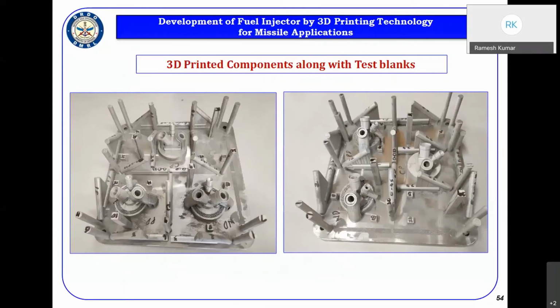And these are after cutting from the base plate. These are the topology optimized fuel injectors that we have got, and further activity on sample extraction, characterization, and testing is in progress regarding this component. So these are the various activities that we have carried out on the fuel injector.